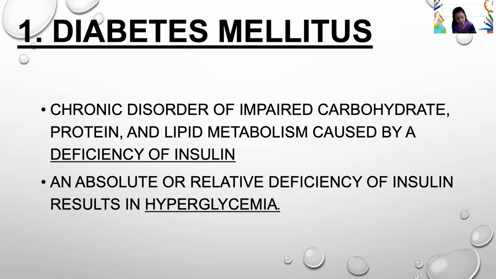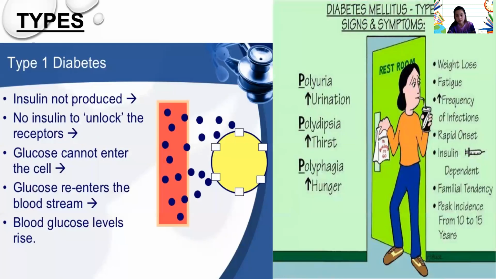As we've discussed in our body systems, this is important. Insulin is important to regulate your blood sugar level. Without insulin, your sugar will get higher. An absolute or relative deficiency of insulin results in hyperglycemia. So hyperglycemia means increased glucose level in the blood.